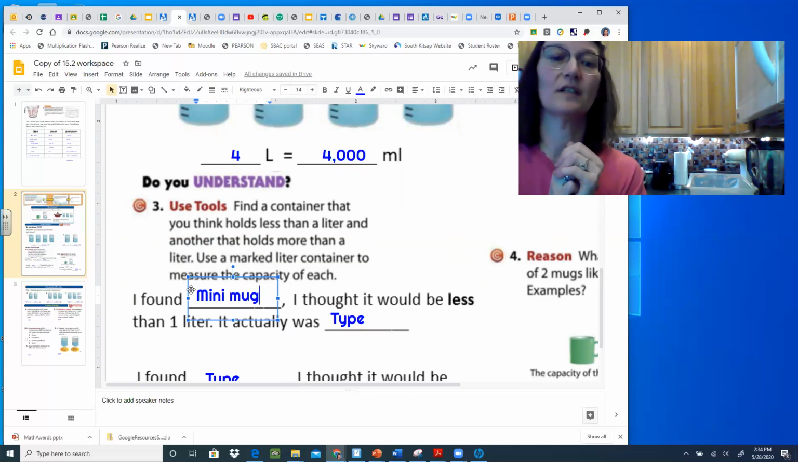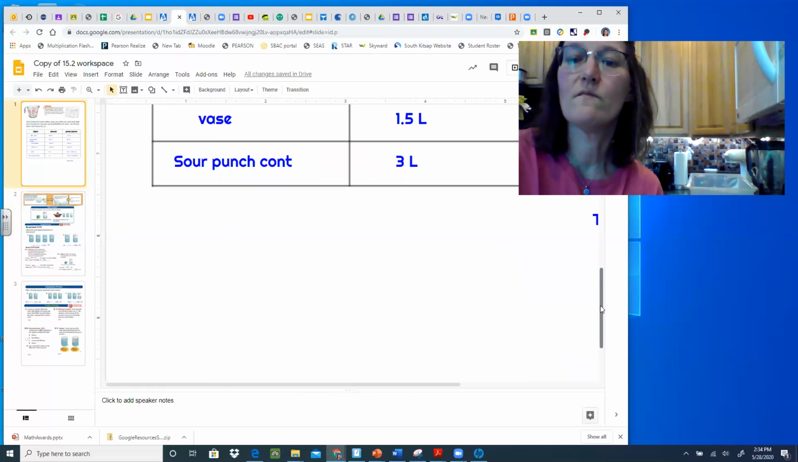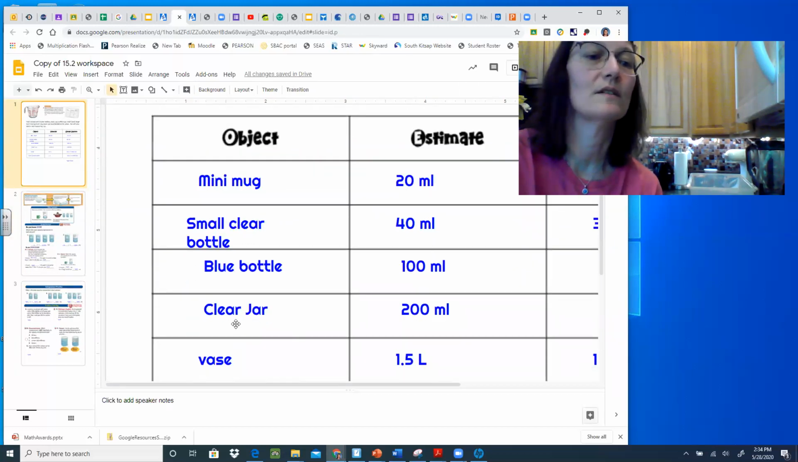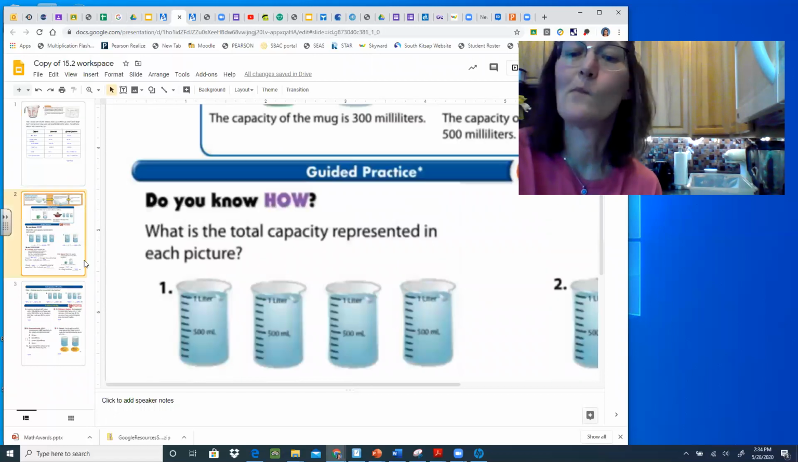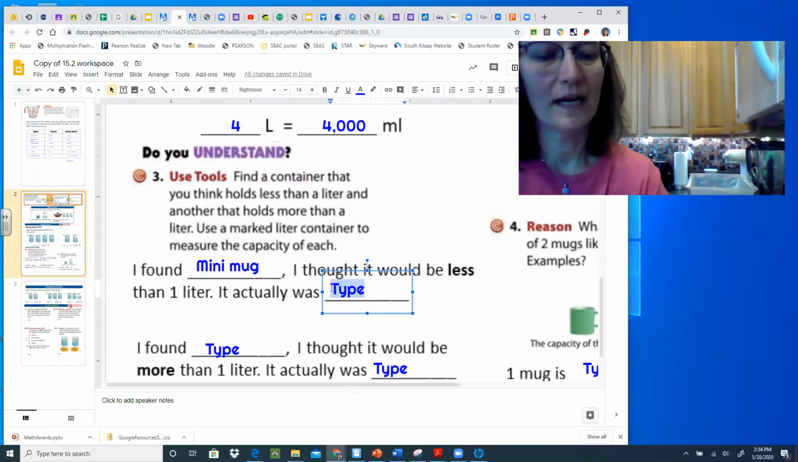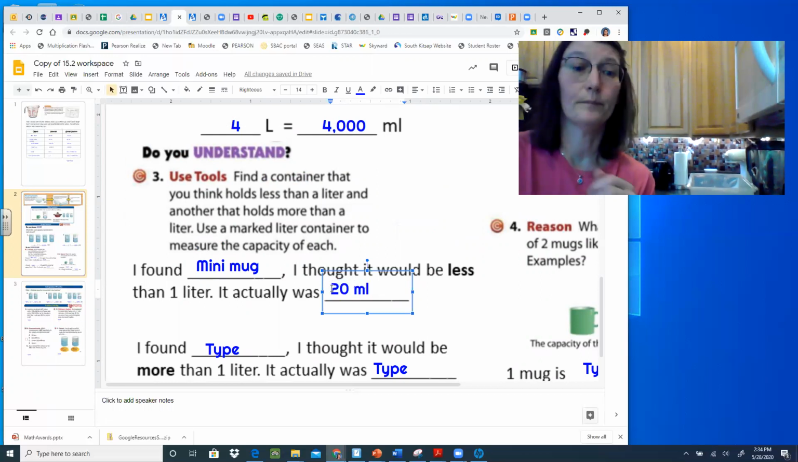I thought it would be less than a liter. It actually was, I don't remember, so I got to go back and look, but it was pretty small. I think it was 20. Yep, it was 20 because my estimate was the same as the real answer. I was pretty excited about that. It was actually 20 ml. Remember, ml stands for milliliter.